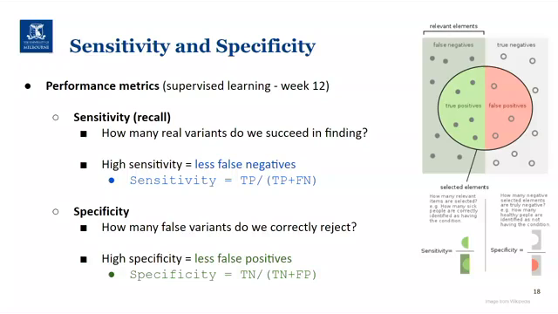Graphically, it would look something like this. Sensitivity could be, for instance, how many sick people are correctly identified as having the condition. And specificity would be how many healthy people are identified as actually not having the condition. And we need to find a sweet spot between the two.